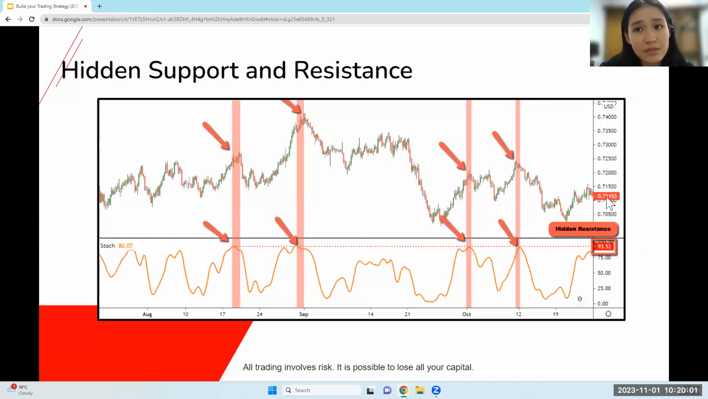So what we mean by a hidden resistance is that on our stochastic, we see that we have multiple swing highs that line up nicely at this 93.52 line. And on our price chart, we have price making a higher high at each of these lines over here that we've highlighted.